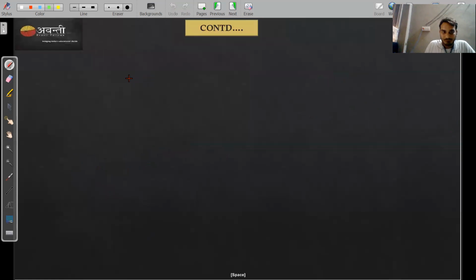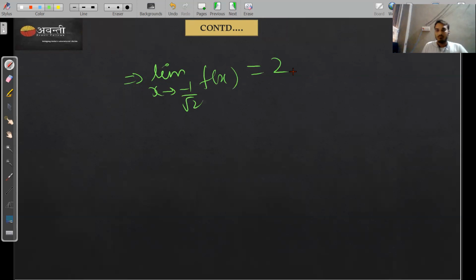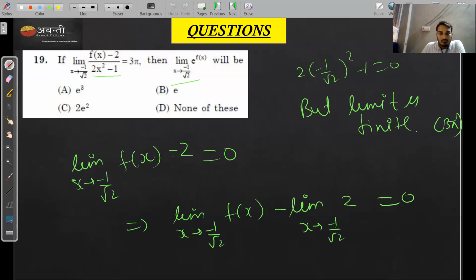So it implies the limit as x tends to minus 1 by root 2 of f of x is 2, right? But now what is being asked in the question? The question is asking me to find the limit as x tends to minus 1 by root 2 of e raised to the power f of x.